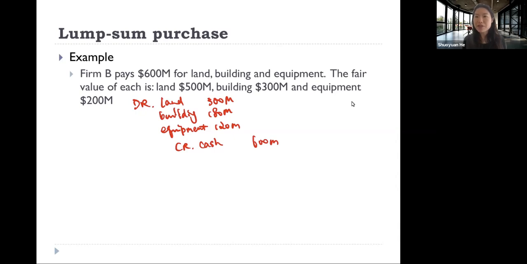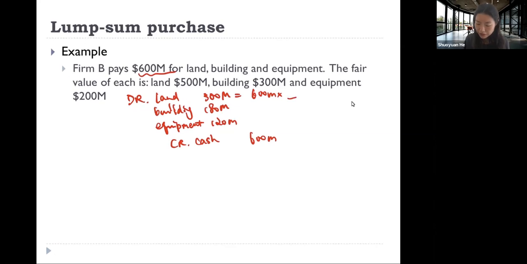First of all, how do we get the 300 million for land? The total money the firm paid is 600 million. And the fair value of the land is 500 million over 500 plus 300 plus 200 million. So the total fair value of land, building, equipment is 1 billion, right? That's 500 plus 300 plus 200. And within this lump sum purchase, land has 500 million of this 1 billion.